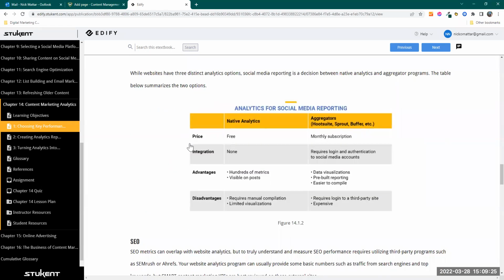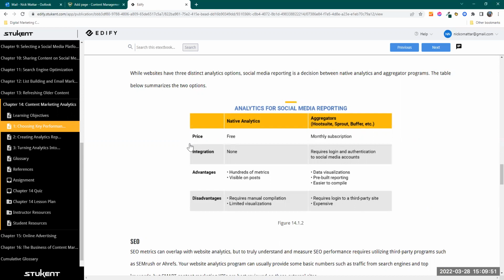Now, if you go down to analytics for social media reporting, this is really just comparing what comes with Facebook, Twitter, Instagram, LinkedIn, all of those, and your social media aggregators. Some of you are going to be using these aggregators like Hootsuite or Sprout for your final projects, but most of you are not. From what I've seen, most of the companies are going to use native analytics, which is perfectly fine.